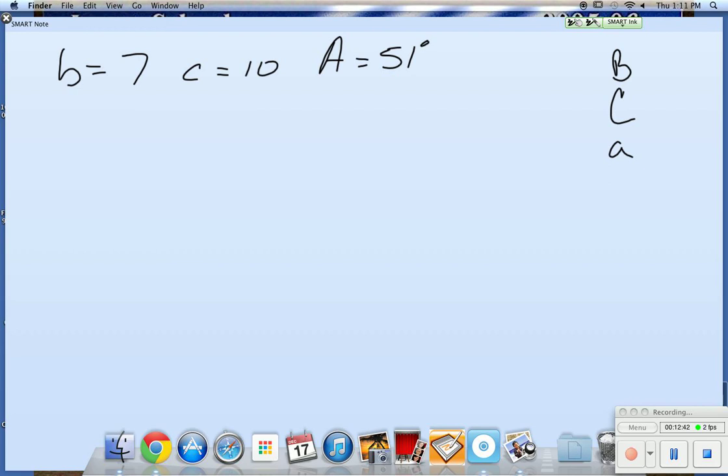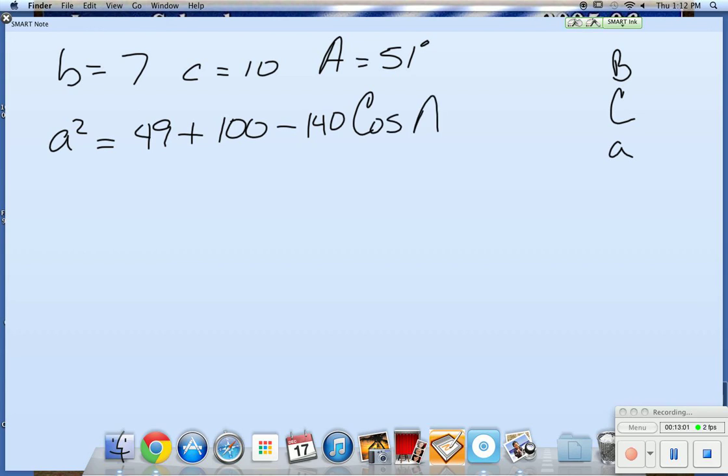So I'm going to go A squared equals B squared, which is 49, plus C squared, which is 100, minus 2 times BC. 7 times 10 is 70, times 2 is 140, cosine of 51 degrees. Hold on, let's see, this is 51 degrees. Okay?